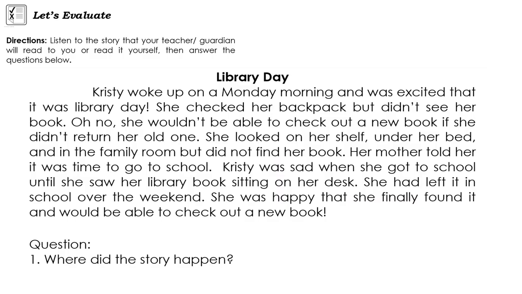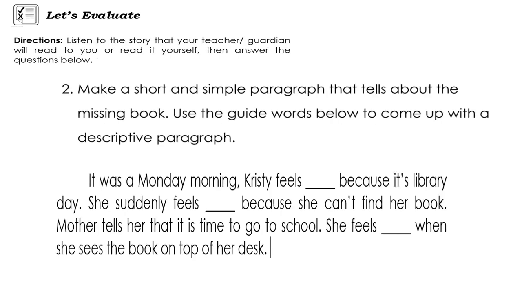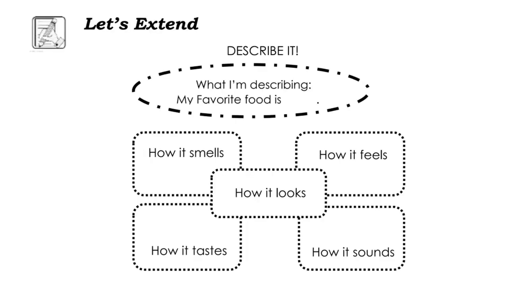For this evaluation, you're going to answer this and pass this to your advisor. Don't forget to write your name, the subject, English, the time, your complete name, and then section. You read this paragraph, then answer the question. And another one, let's evaluate. What you're going to do is make a short and simple paragraph that tells about the missing book. Your answers can be found in the paragraph about the library. Okay, so let's extend.